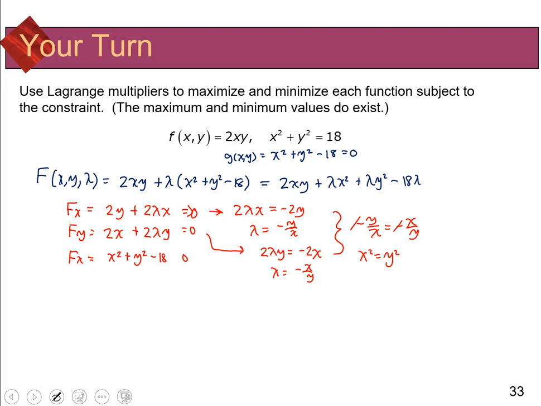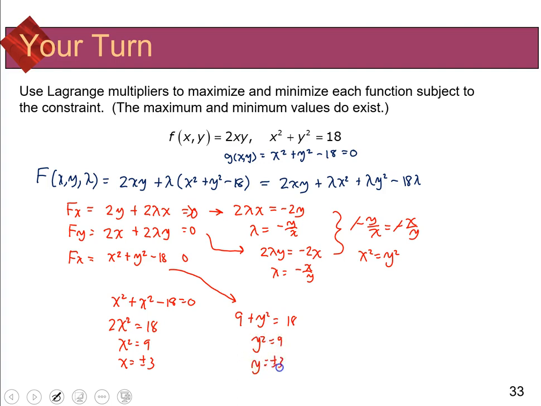So when I come back to this equation over here, I can replace either x squared with y squared or vice versa. I'm just going to solve for x squared. So x squared plus x squared minus 18 equals 0. 2x squared is going to equal 18. X squared is going to equal 9. X is going to equal plus or minus 3. Which means that if I come back to this equation again, I'm going to have 9 plus y squared equaling 18. Y squared equals 9, which means y could equal plus or minus 3.